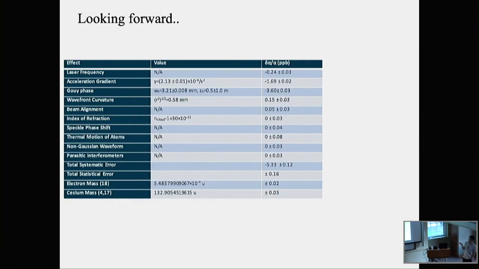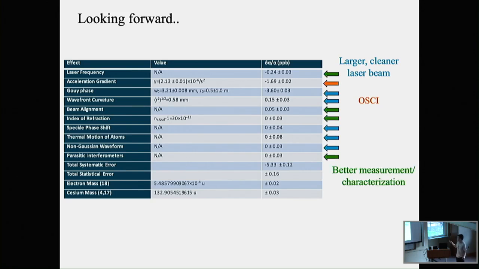Okay, now let's look at the table again. Here are the systematic effects for the previous measurement. For these terms, the Gouy phase, the wavefront curvatures, and so on, they are going to be taken care of by the large and clean laser beam. The acceleration gradient is going to be taken care of by the offset simultaneous conjugate interferometer. And for the other terms, we can do a better measurement or characterization to get rid of them. So now we are ready for one order of magnitude improvement.